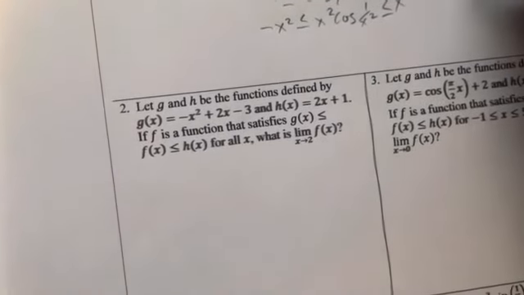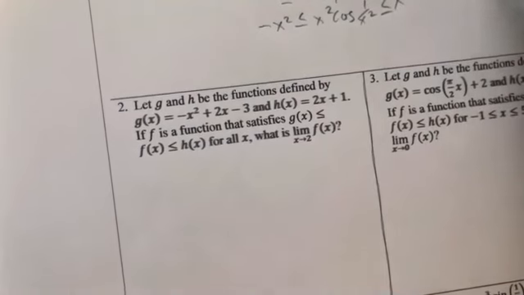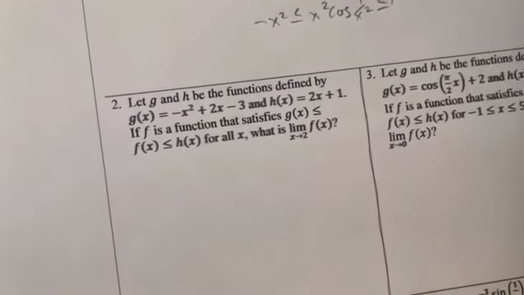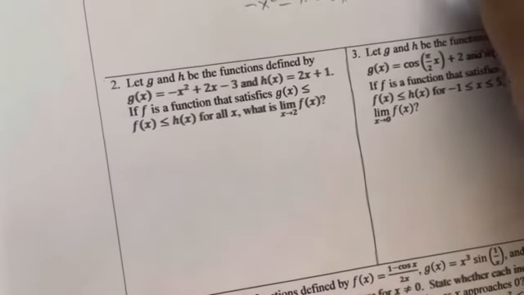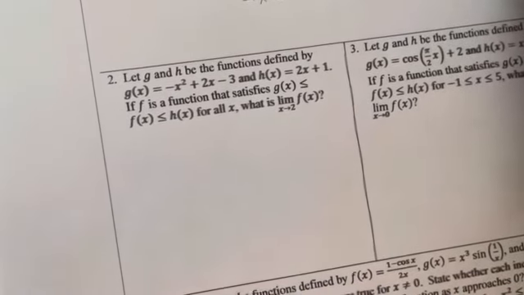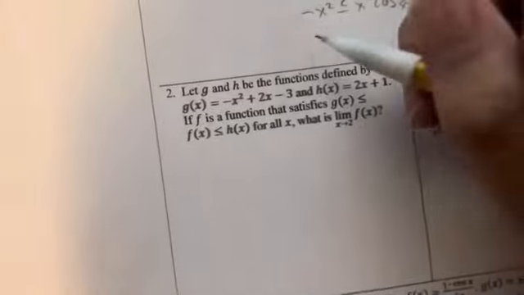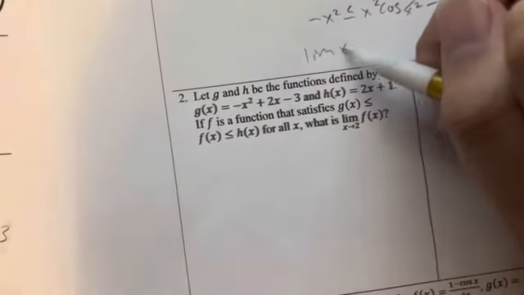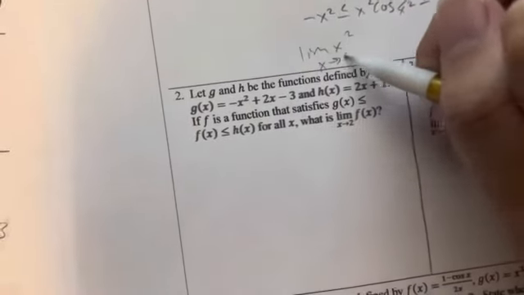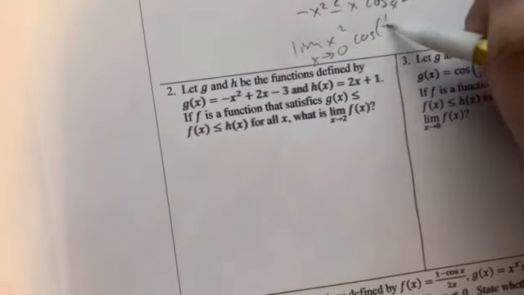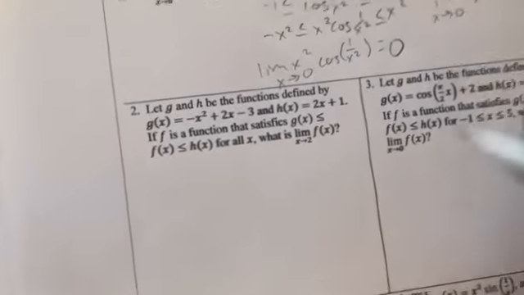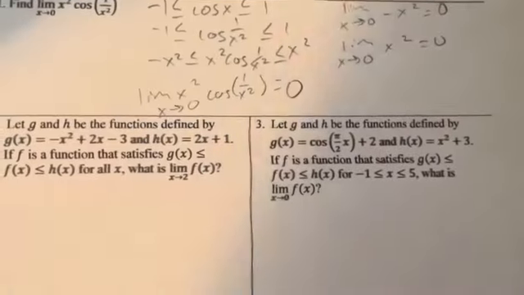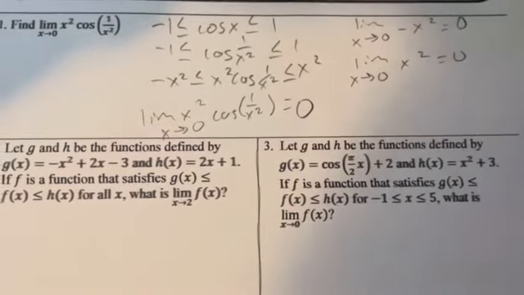So right here we'll say the limit as x approaches 0 of negative x squared equals 0. The limit as x approaches 0 of x squared equals 0. So we could say that the limit as x approaches 0 of x squared cosine 1 over x squared equals 0. Oh, I'm sorry. The whole thing wasn't in camera.